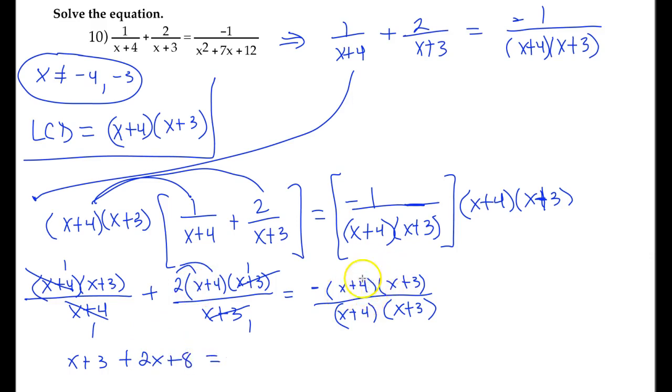And then on the right side of the equation, the x plus 4s reduce to 1, and the x plus 3s reduce to 1. And we have a negative times positive 1 on all these sides, that just gives us positive 1. Continuing on, we see that x plus 2x is 3x, and 3 plus 8 is 11.